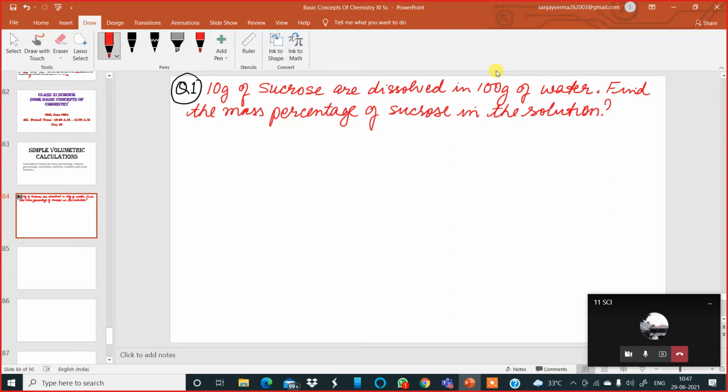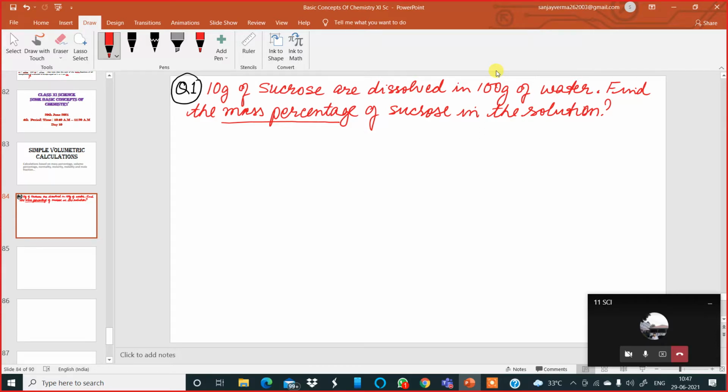This is the question. Please copy the question, all of you who are there in the class. 10 gram of sucrose are dissolved in 100 grams of water. Find the mass percentage of sucrose in the solution. When I say mass percentage, I mean W by W. I have explained the concept of mass percentage in the previous class.